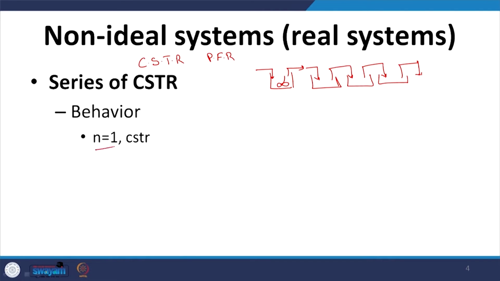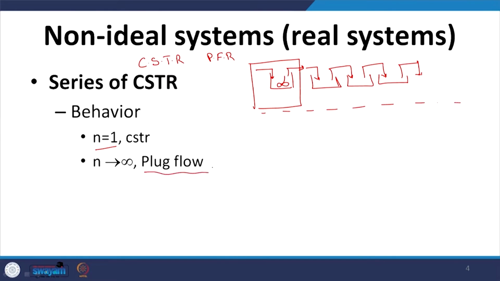Let us see. So, if n is equal to 1, the number of reactors is 1, obviously it is a CSTR, it behaves as a CSTR. But if n is equal to infinity, let us say, it will end up behaving as a plug flow reactor. We will briefly look at that particular information. And if n is greater than 1 and finite, it will behave like a real reactor.